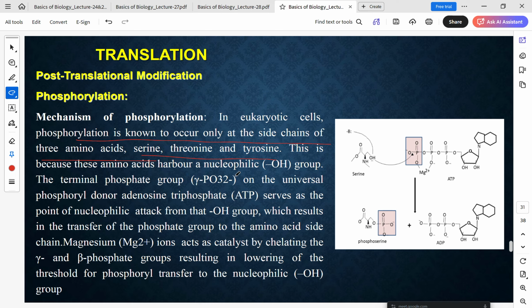So the amino acids harbor a nucleophilic OH group. The terminal phosphate on the universal phosphoryl donor ATP, or it also might happen from GTP in certain cases, serves as a point of nucleophilic attack from the OH group, which results in transfer of phosphate groups to the amino acid side chain. Magnesium ions act as catalyst by chelating the gamma and beta phosphate groups, resulting in lowering of the threshold for the phosphoryl transfer to the nucleophilic group.